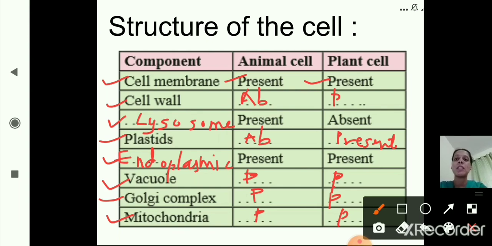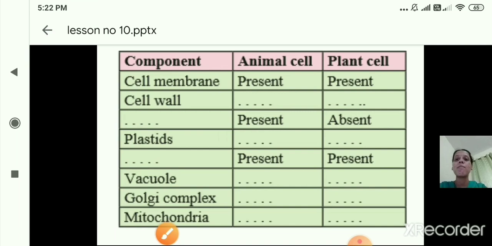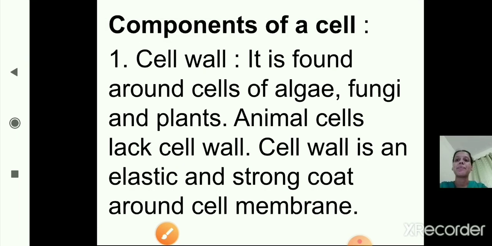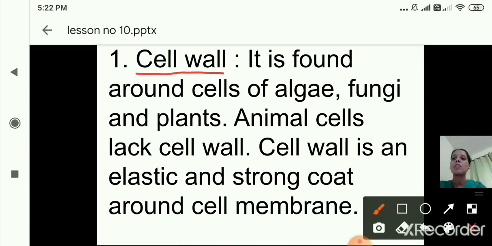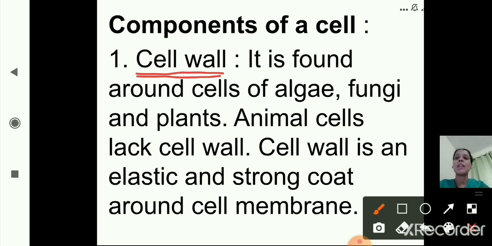It is also present in animal cell and in plant cell. Now we will move to the next part, that is components of cell. Each component we will study its structure and its function. So the first component of a cell is the cell wall.